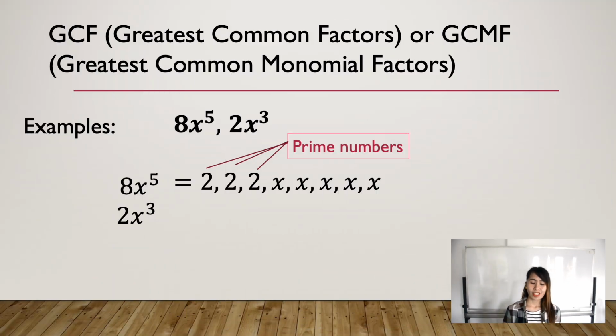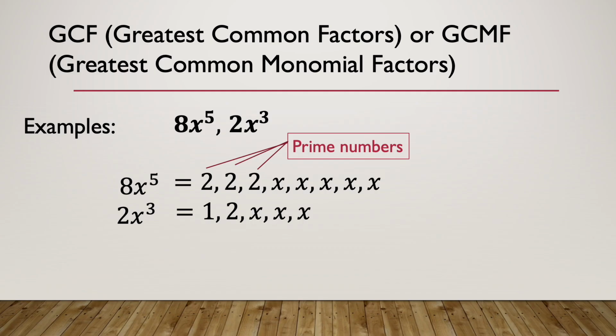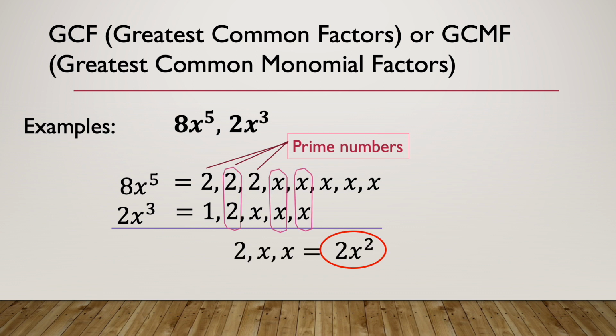So for x raised to 5, we have x, x, x, x, x. Next, for 2x raised to 3, we have 1 and 2, because 1 times 2 is equal to 2. So we have 3 x's. For the next step, identify the common factors, which are 2 and x and another x. So we have the GCF of 2x squared.